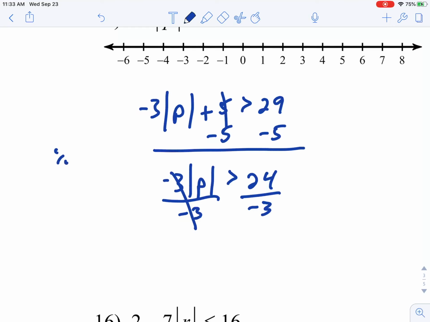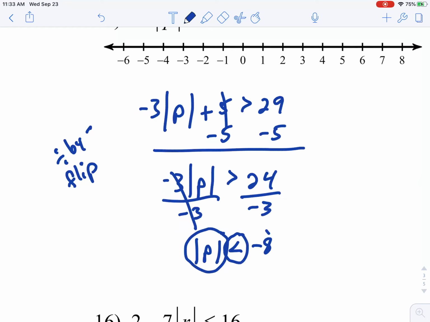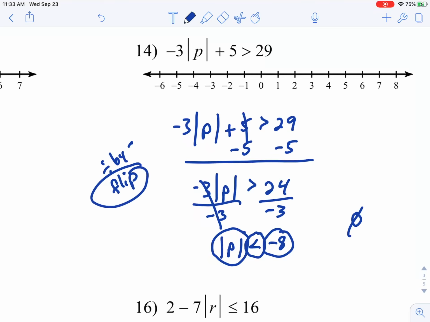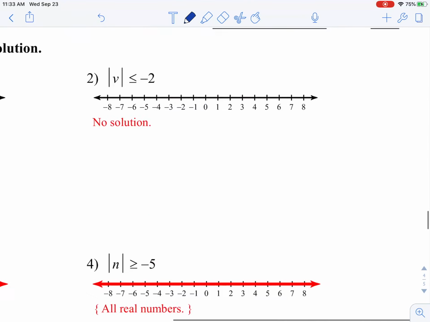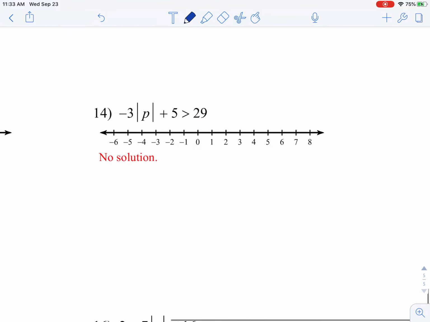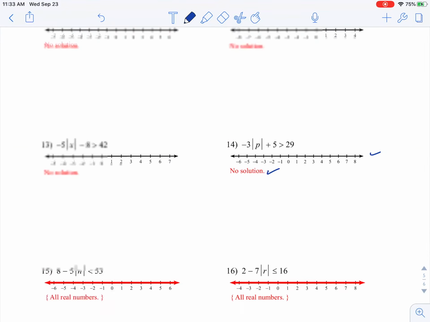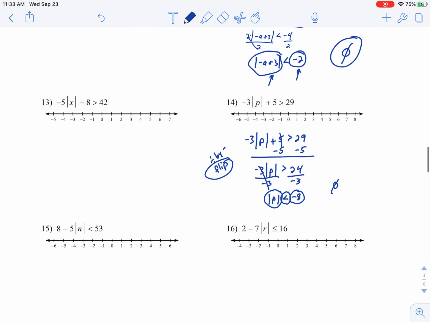Divide by -3. Uh-oh, now we have our special thing going on here. Special rule, we are dividing by a negative, so we have to flip the sign around. We get absolute p is less than -8. Absolute value less than a negative number. That's not possible. This is another no solution, no graph. By the way, if you forgot to flip the sign around, you might think this was all real numbers and get this one wrong. So watch out for that when you do your homework. No solution, no graph. When you divide by a negative, flip the sign.